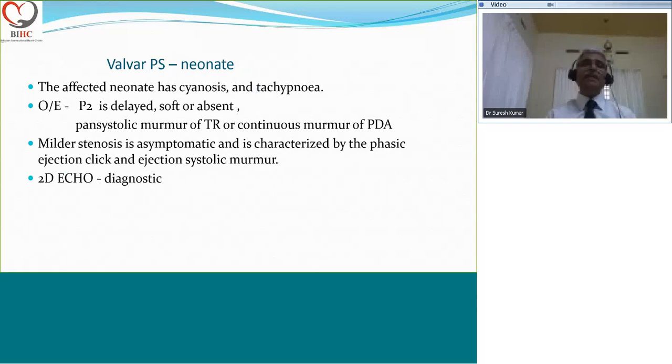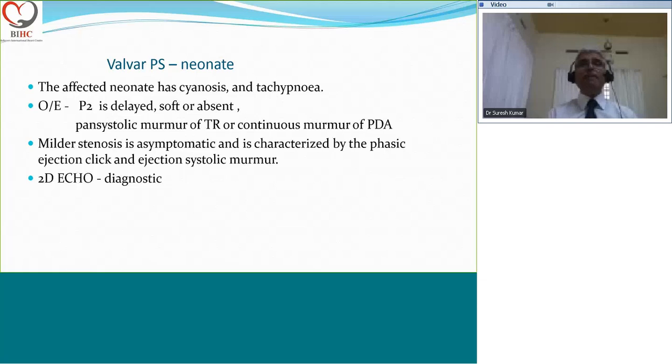When you examine the child, the first sound is normal, the P2 is delayed, soft or absent, and the murmur, if you hear any, would be the pansystolic murmur of tricuspid regurgitation or the continuous murmur of ductus. It could also be a mild stenosis, in which case all that you make out is an ejection systolic murmur and a phasic ejection click. The 2D echo appearance of this valve and the associated features are diagnostic.